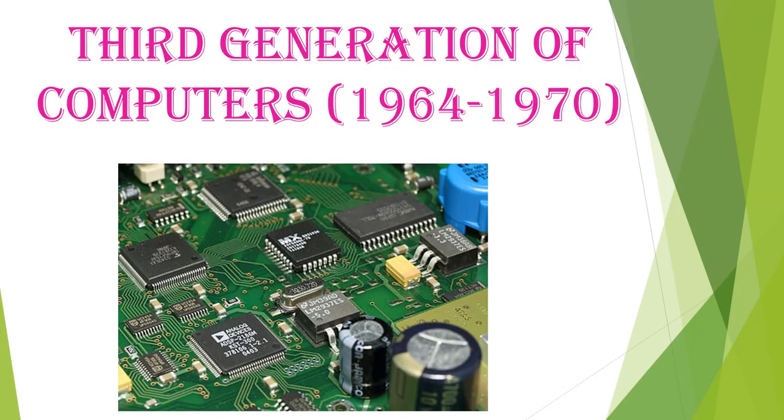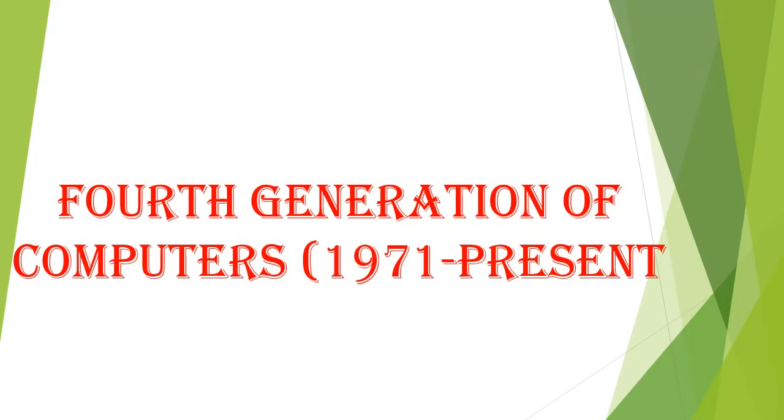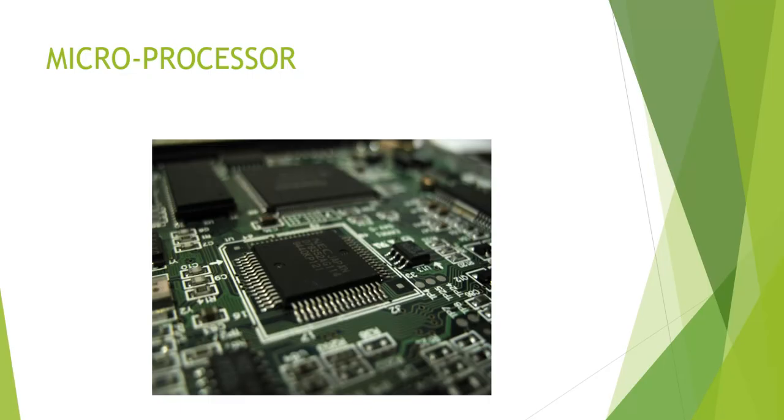There were limitations for this generation, so it was improved, and the fourth generation came, where the computers were from 1971 to the present time. In this generation the microprocessor came. So this is how the microprocessor was, and they had more computing power. Their storage capacity was much larger, and this helped to make the computer smaller in size.